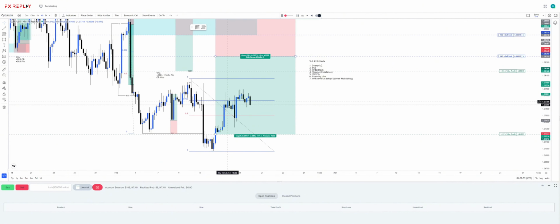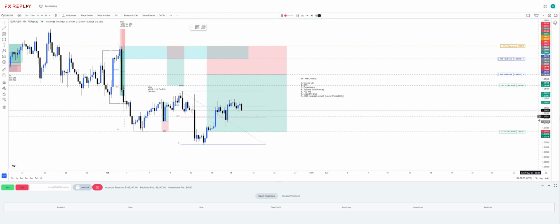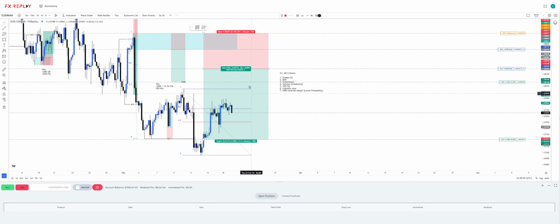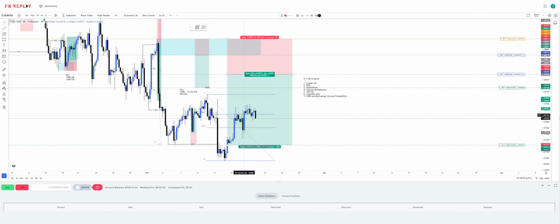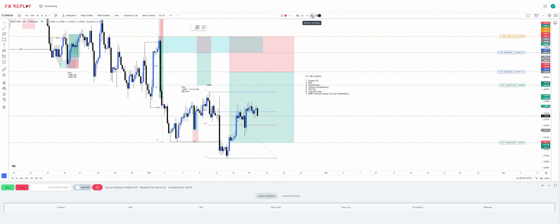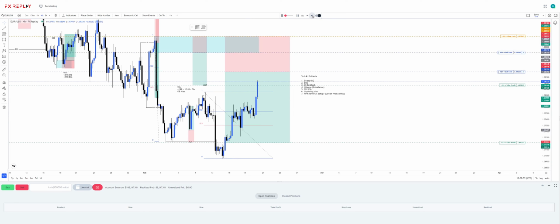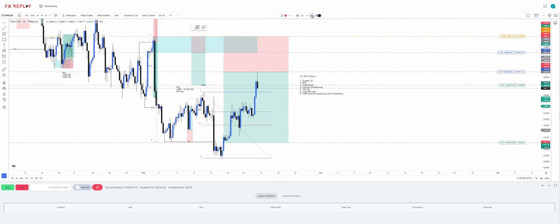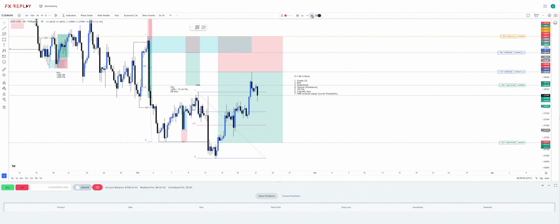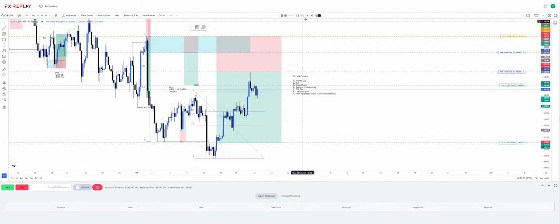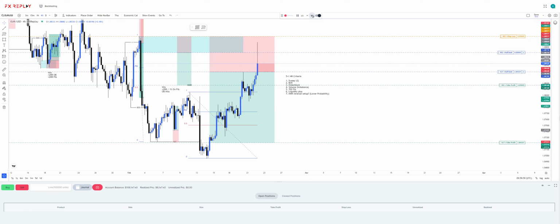Good probability it will react, create more liquidity, and mitigate the extreme. But even though our criteria met here, we still get a nice reaction and would have secured some profit. Okay, so there we go. There's that sweep. Did we tag in there? No, we didn't. Okay, let's keep waiting.